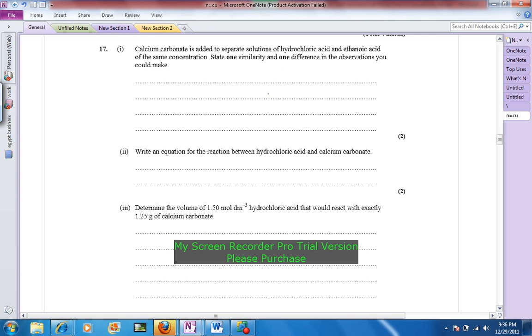Well, you know that when you add calcium carbonate to hydrochloric acid, you're going to get H2O and CO2. So you're going to get bubbles, bubbling. And you know when you add it to ethanoic acid, you also would get CO2 and H2O. So that's a similarity.